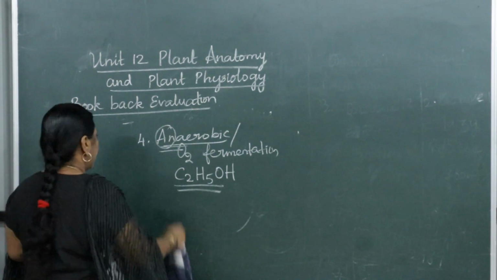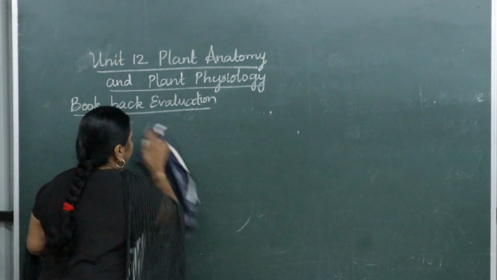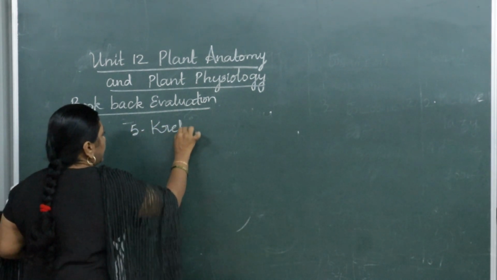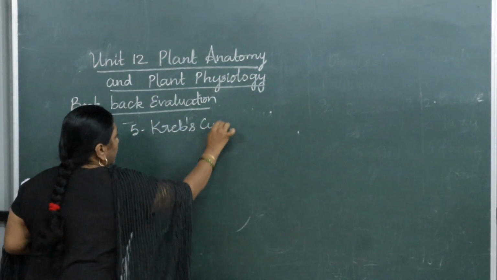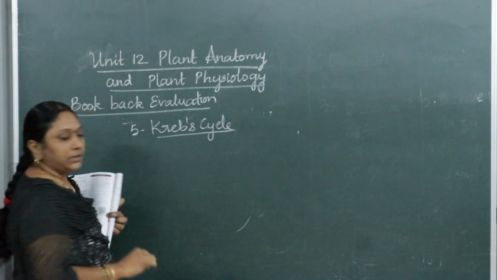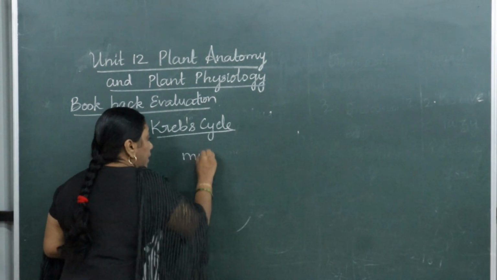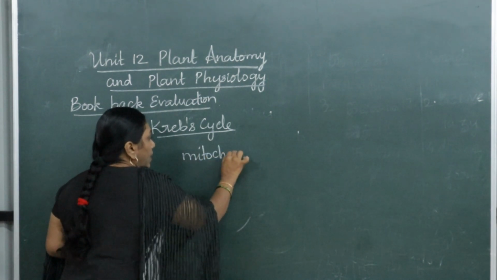And the fifth one is the Krebs cycle. Krebs cycle takes place in, so this is the question. The Krebs cycle is a step in the process of aerobic respiration. It takes place inside the mitochondrial matrix.